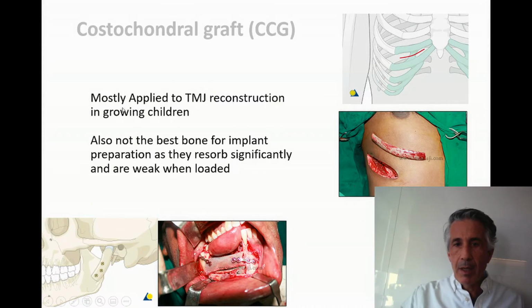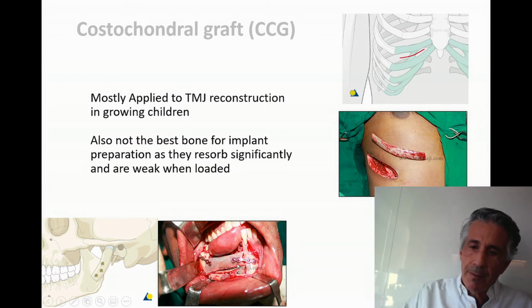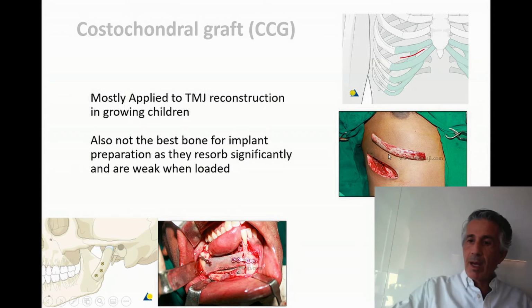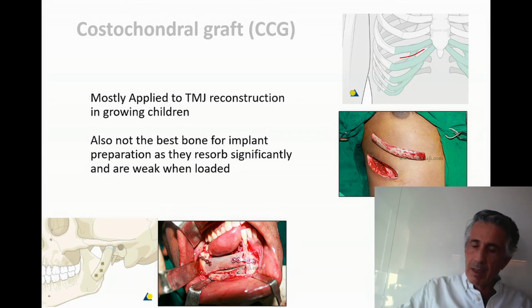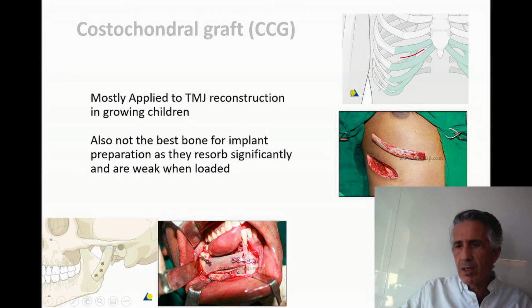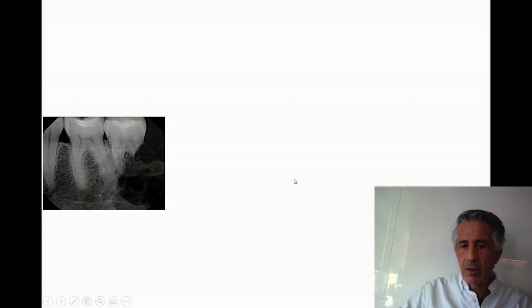So it is mostly applied to TM joint reconstruction, but sometimes people have tried other uses. This is a photograph from the AO, the Association for Osteosynthesis. It's not my case, but this is very thin. This bone isn't very good. It doesn't hold well, it's not strong. We take it from the inframammary crease, just below the breast, and we hide the incision in the scar there. These are very easy to harvest. The only complication is sometimes you get pneumothorax if it's done too aggressively.